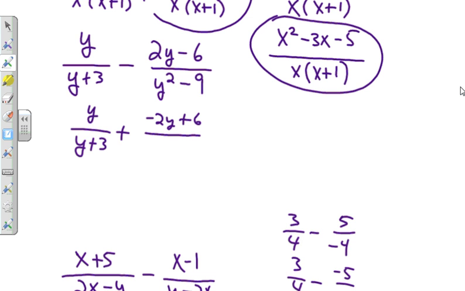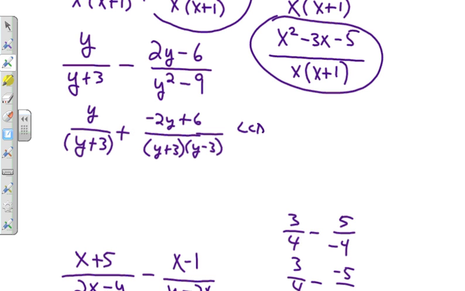Plus 6, right? Well, it changes both. The negative applies to everything in the numerator. So if this is positive, it becomes negative. If this is negative, it becomes positive, right? Negative, negative. Now, how does this factor? Would that be y plus 3, y minus 3? Difference of 2 squares, right?